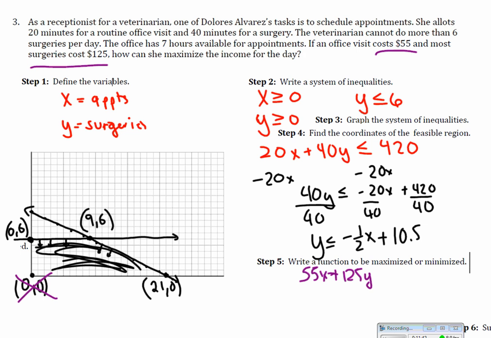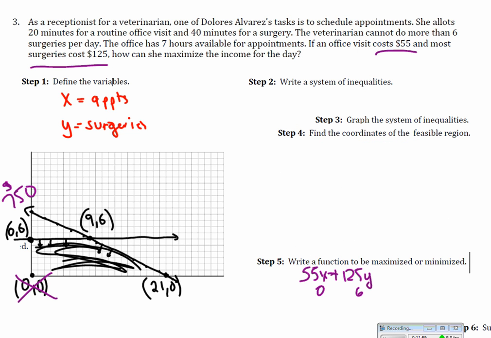All right, but we got to check the other ones. So if I go 0, 6, so if I go 125 times 6, that's 750 bucks. So here, if I put that in, that's 750. So if I go 9, 6, that's going to be $1,245.